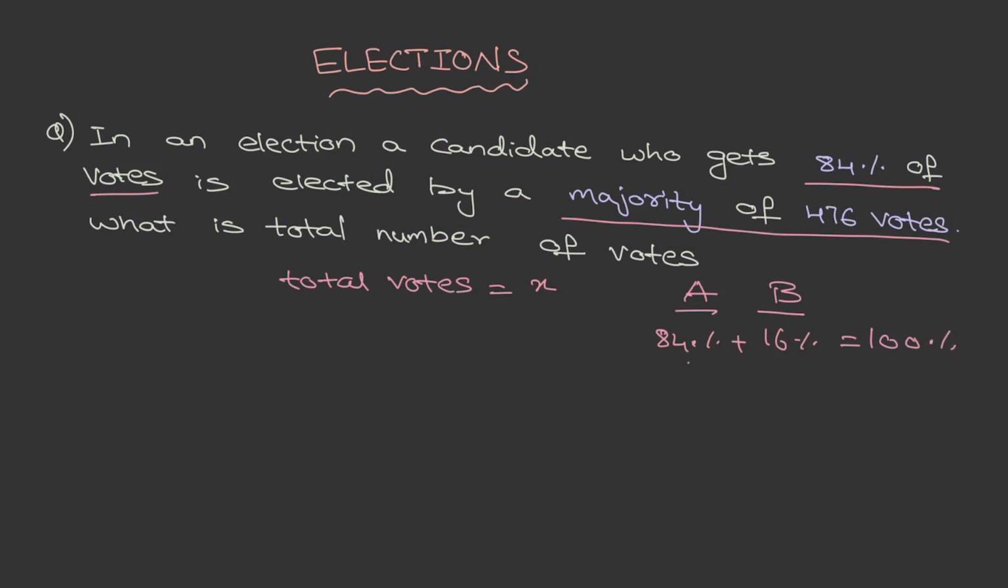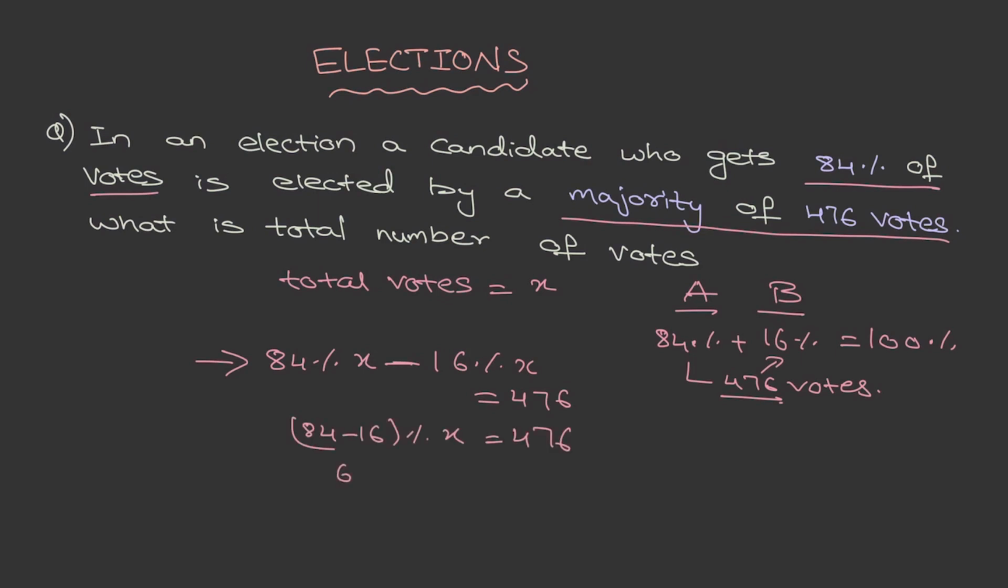But given A won by a majority of 476 votes, so A got 476 votes more than B. This can be represented as 84% of X minus 16% of X is equals to 476. A got 476 votes more than B. And 84 minus 16 is 68. So 68% of X is 476. X is equals to 476 into 100 by 68. So this gives us 700.